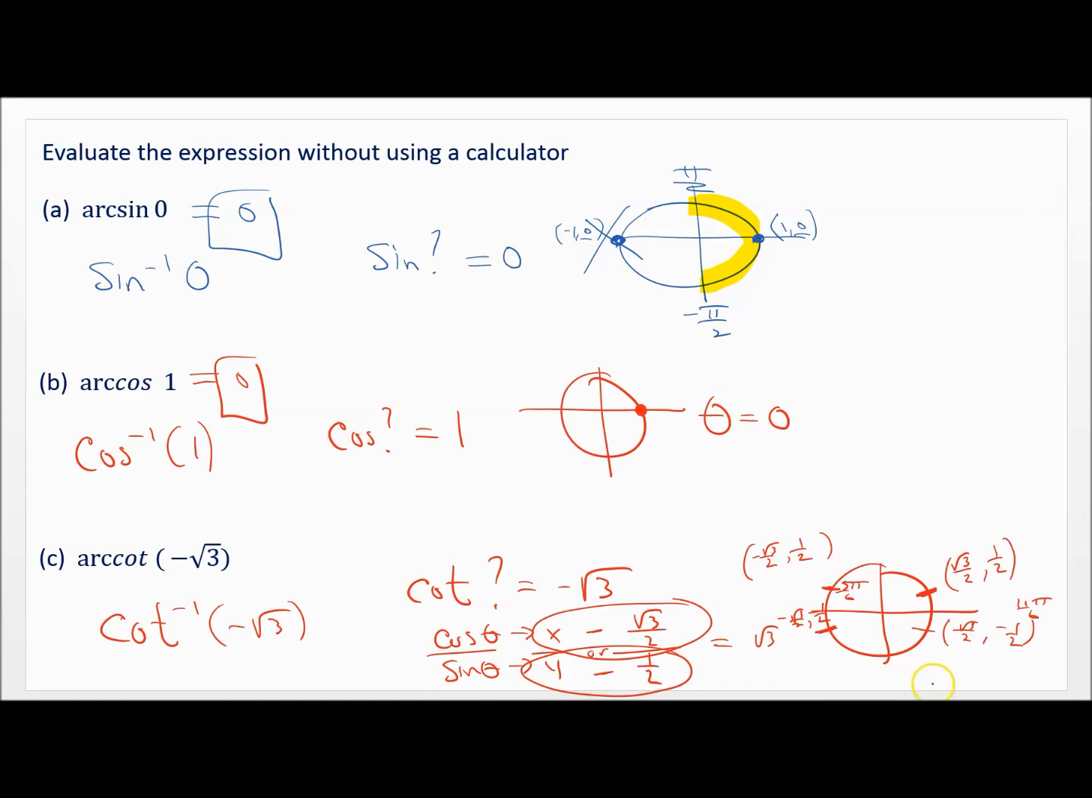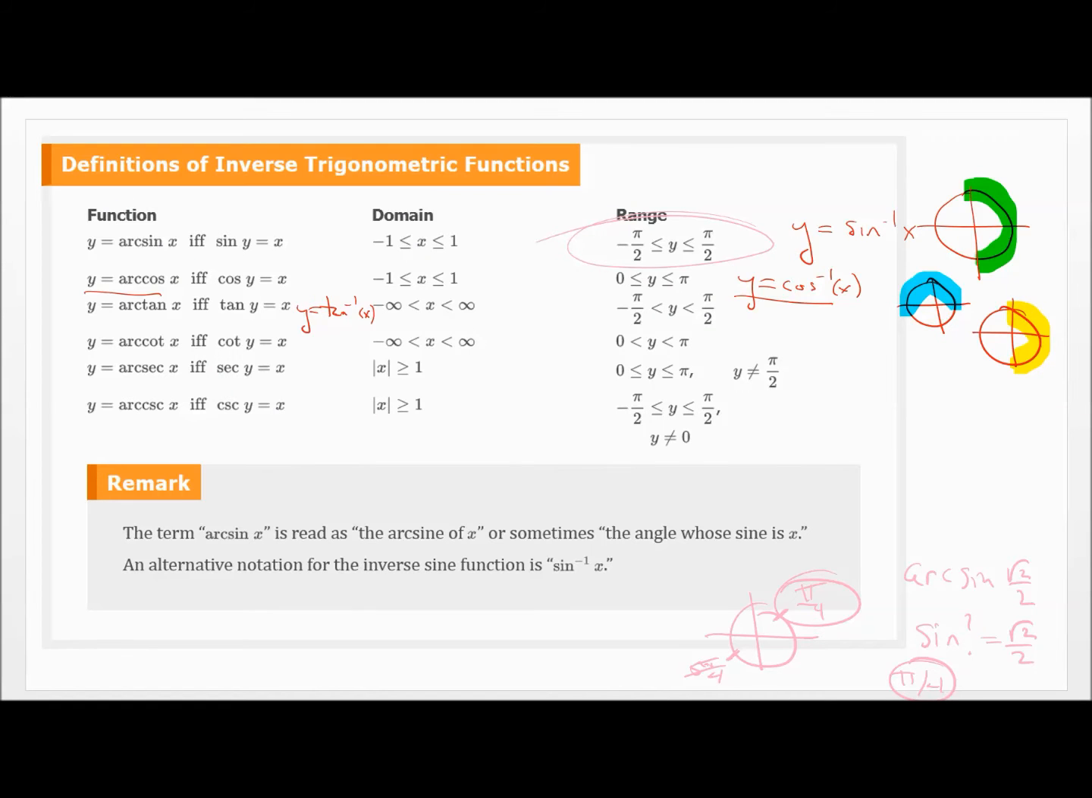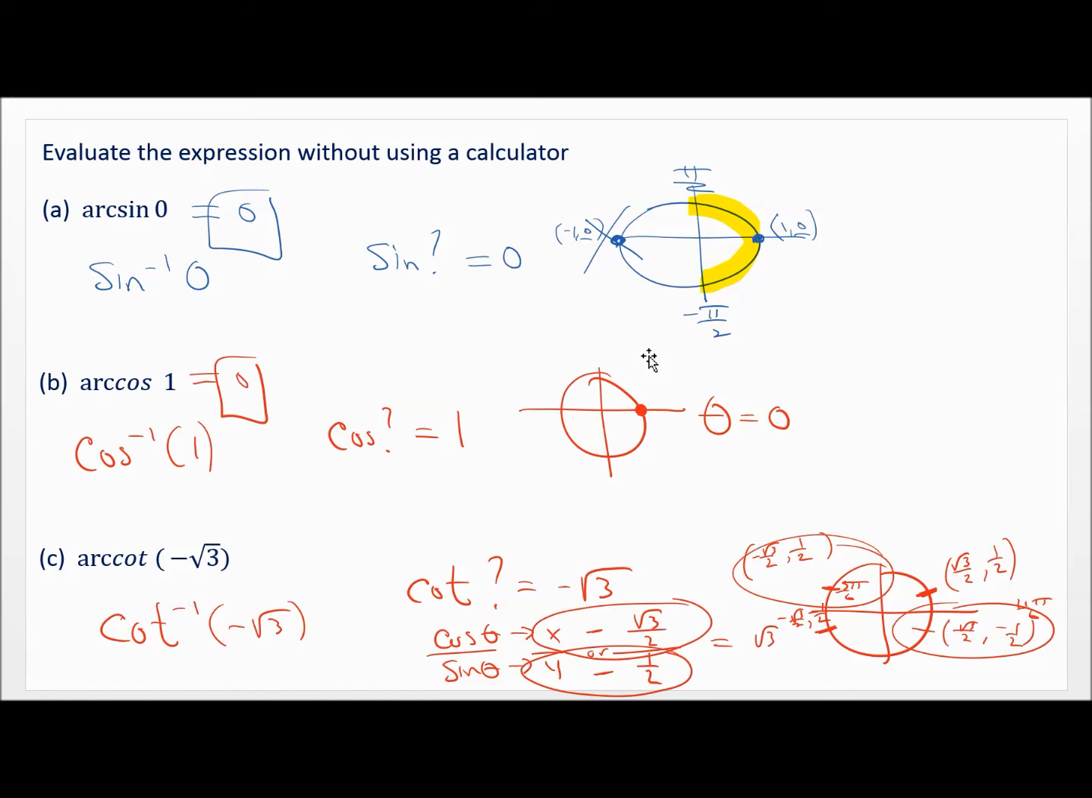Or negative pi over 6. So it's either this one or this one. But maybe we need to know what the range of arc cotangent is. And this is when you can refer to our chart here. The range of arc cotangent is between 0 and pi. So if I go back to my problem, the only result between 0 and pi is this 5 pi over 6 result. So my answer is 5 pi over 6.